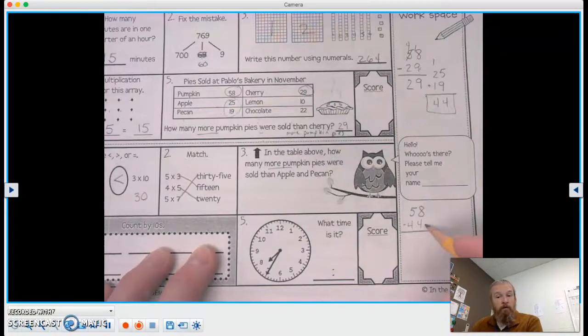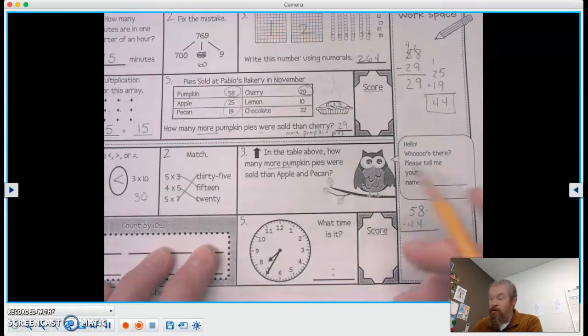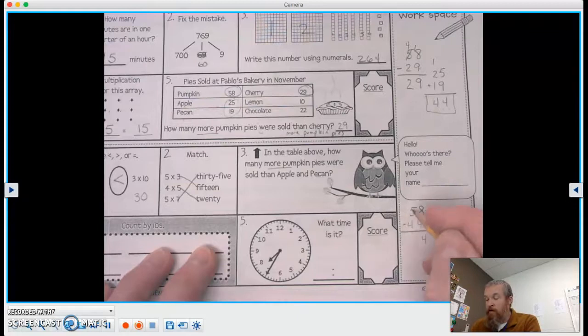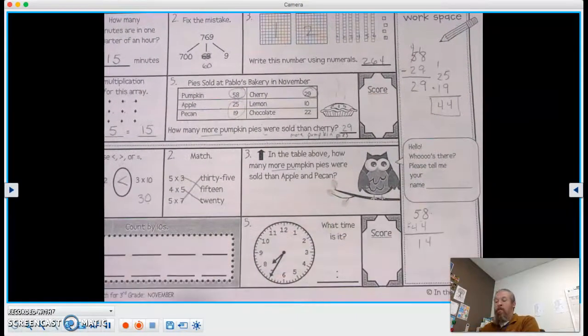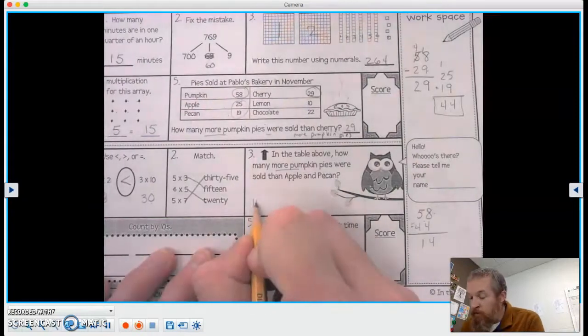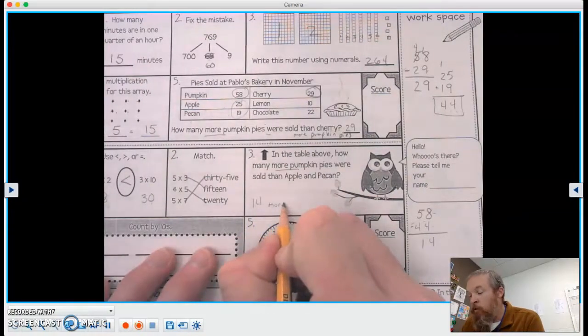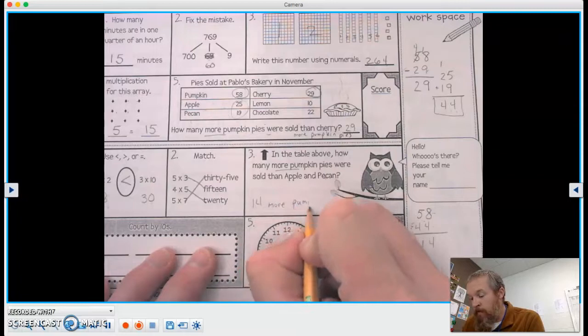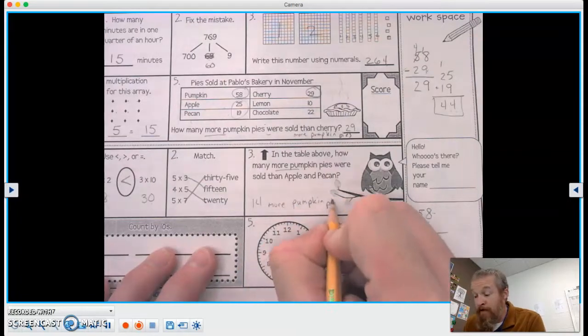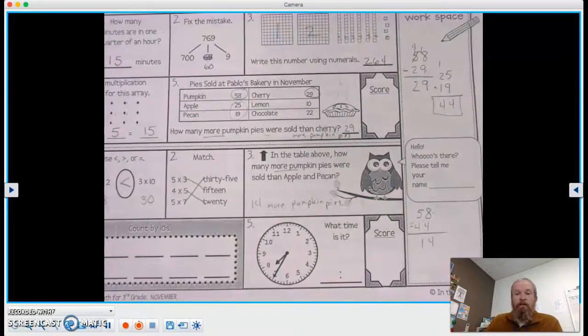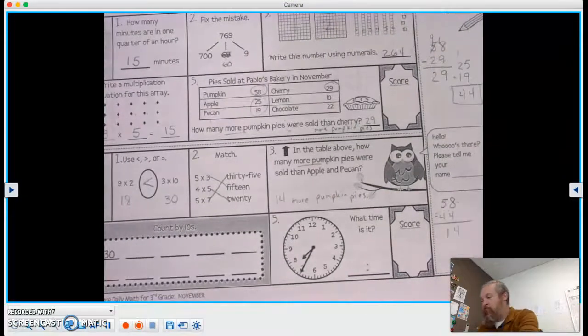More on the floor? Nope. More on top? No need to stop. 8 minus 4 is 4. 5 minus 4 is 1. So, how many more pumpkin pies? 14 more pumpkin pies. Is that making you a little hungry for some pumpkin pie?